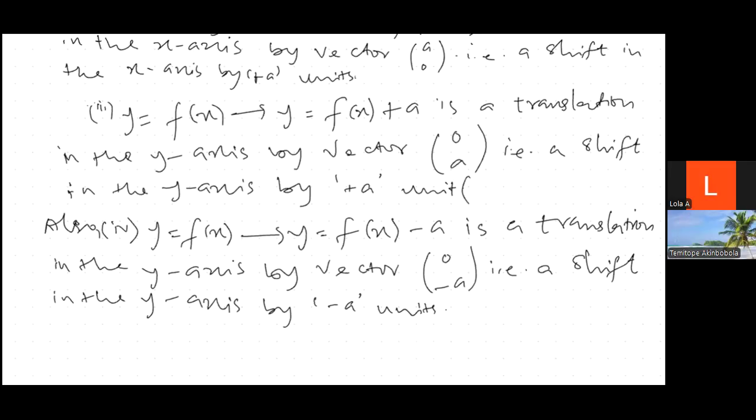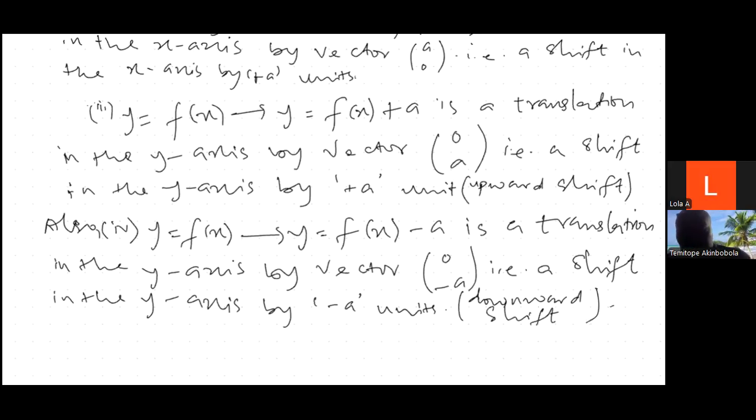That will be an upward shift. Upward shift. Then this will be a downward shift. Am I communicating? Yes, sir. Yeah.